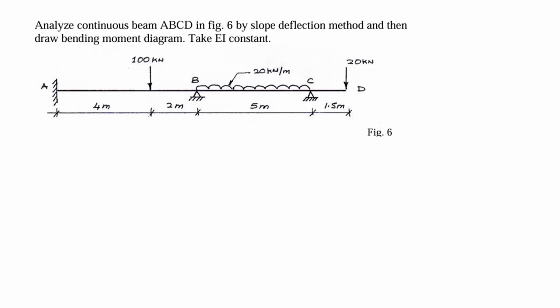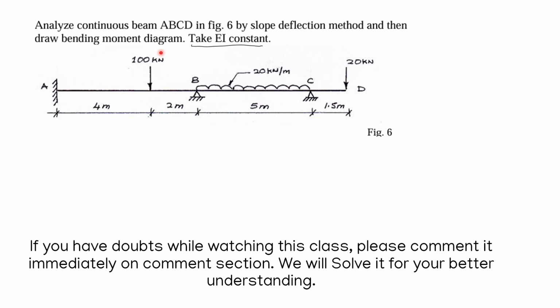This is the problem. Analyze continuous beam A, B, C, D in figure 6 by slope deflection method and then draw bending moment diagram. Take EI as constant. Support A is fixed end. Support D is free end. They are given loads: 100 kilonewton point load and 20 kilonewton per meter UDL on the span of BC.